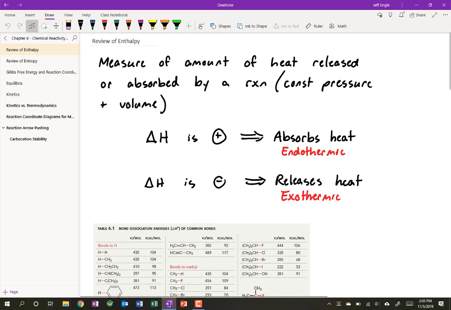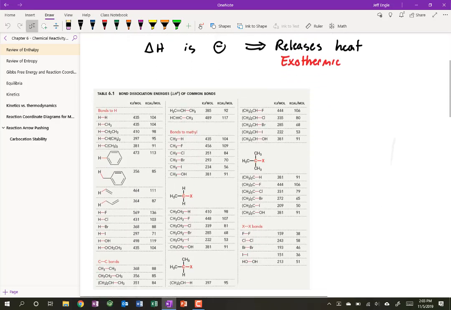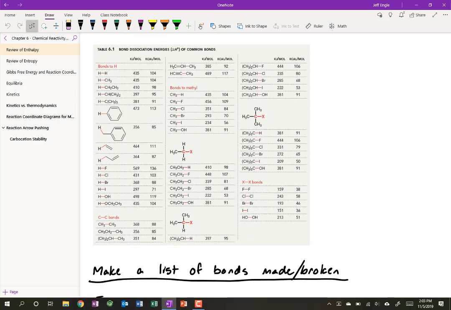All right, so in the video that I asked you to watch, we briefly reviewed enthalpy and entropy. A lot of this was reviewed from general chemistry. We said that enthalpy is a measure of the amount of heat released or absorbed by a reaction under constant pressure and volume. And we said when delta H is positive, the reaction's endothermic, and when it's negative, it's exothermic, meaning releasing heat.